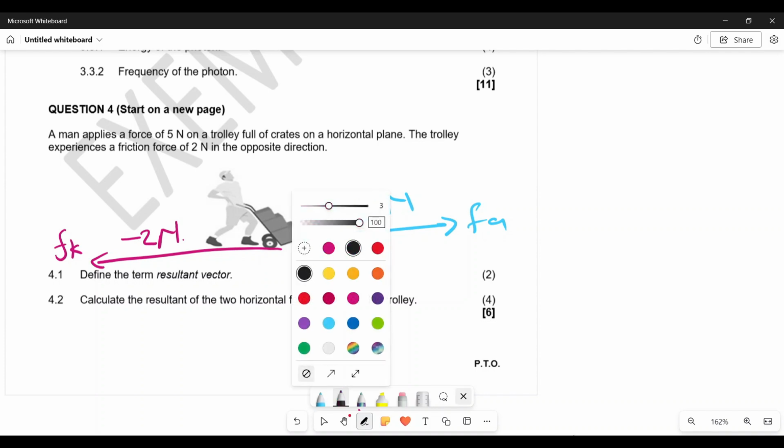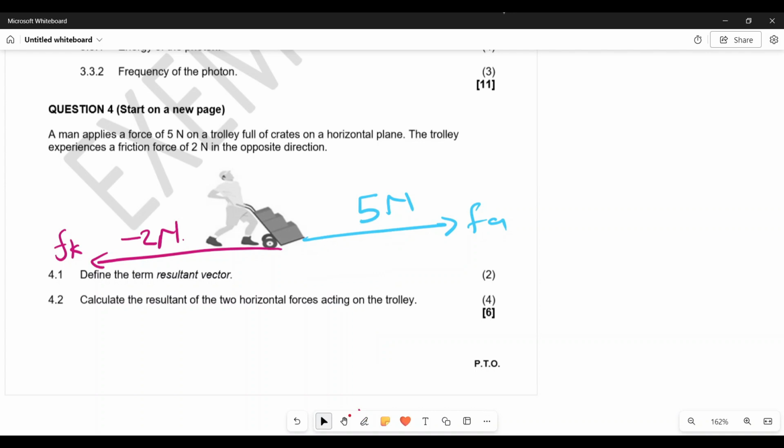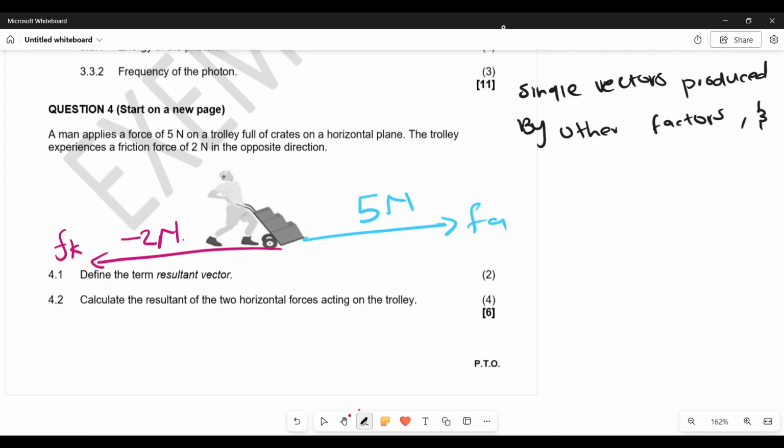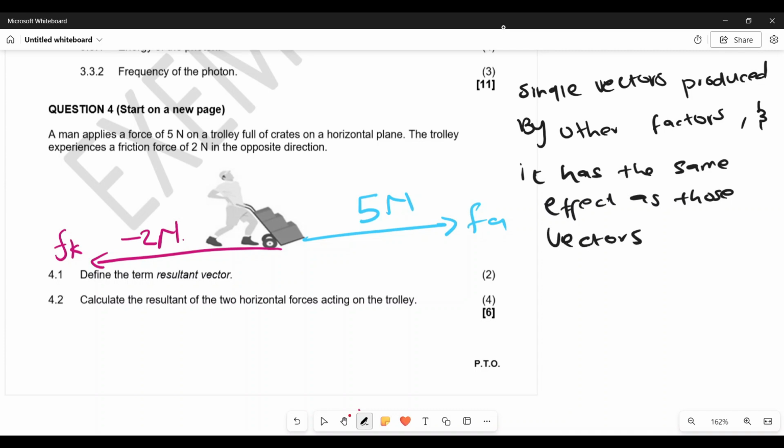Now, define a resultant vector. Now, what is a resultant vector? A resultant vector, basically, it's a single vector produced by other vectors, and it has the same effect as those vectors. Now, we can also make it in terms of F net, or your net force.